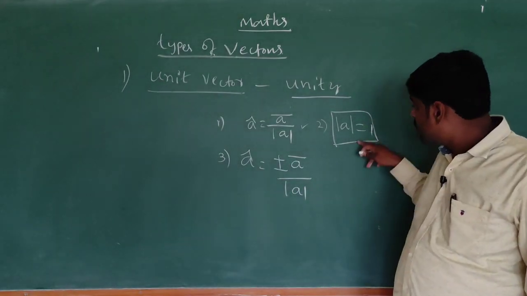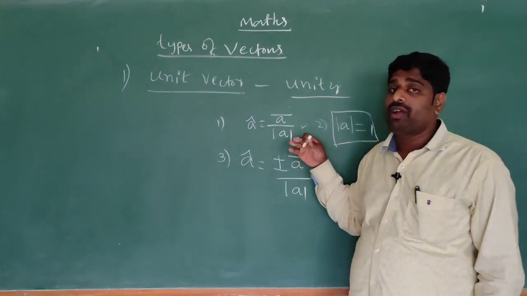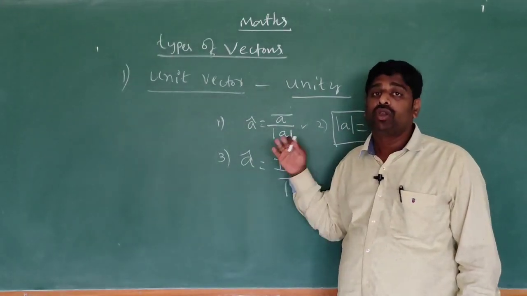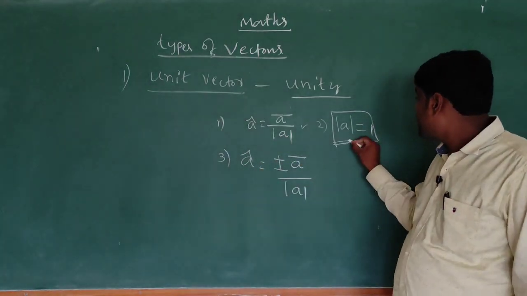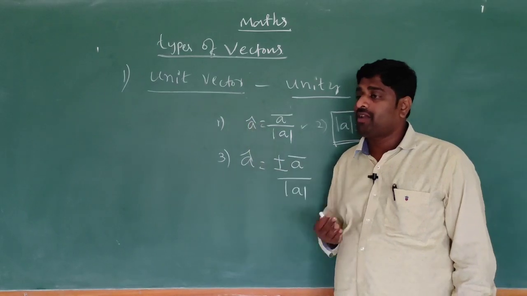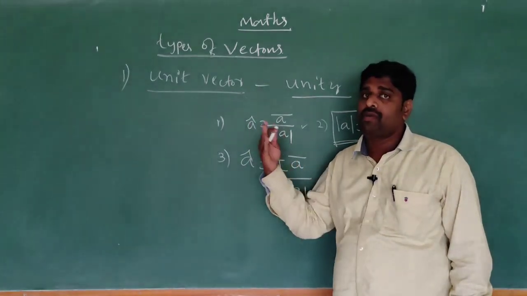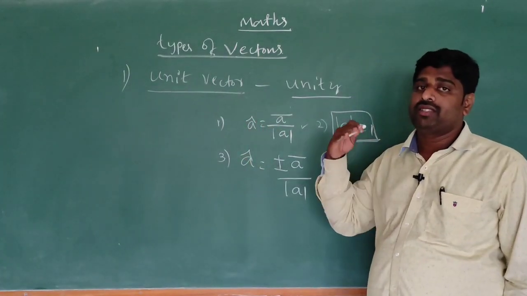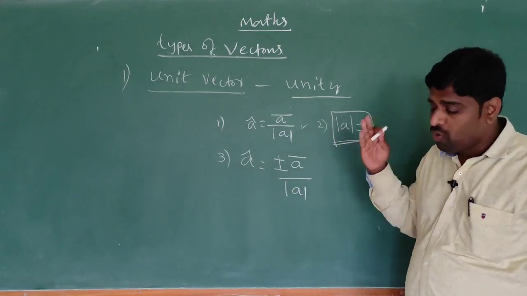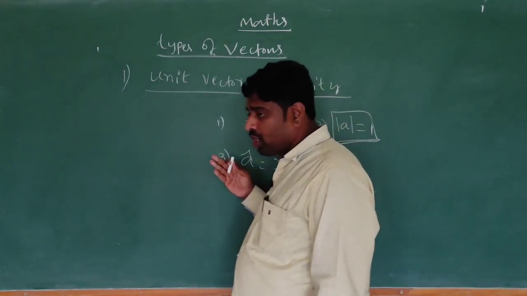Suppose they give some vector. We have to show that the vector is a unit vector, which means we have to show that magnitude of a bar is equal to 1. If they give b bar vector, you have to show that magnitude of b bar is 1. Suppose they give c bar vector, we have to show that magnitude of c bar is 1. So this is about unit vector.